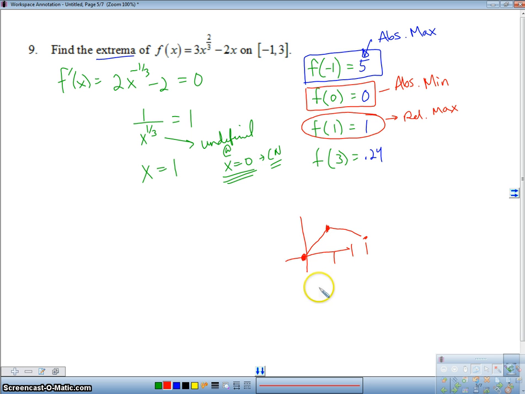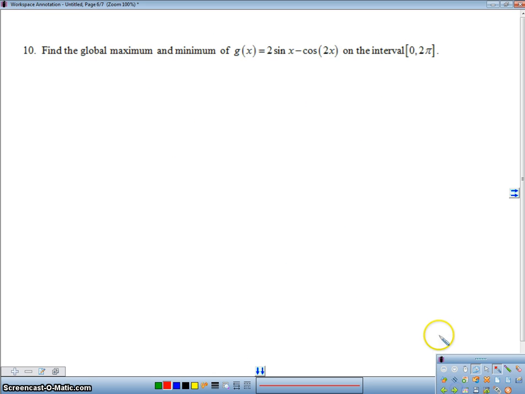Okay, so this one's nothing, right? This one's nothing because it's not the biggest, it's not the smallest, and it can't be relative because it is an endpoint. All right, let's take a look at the last one I have for you on this video.